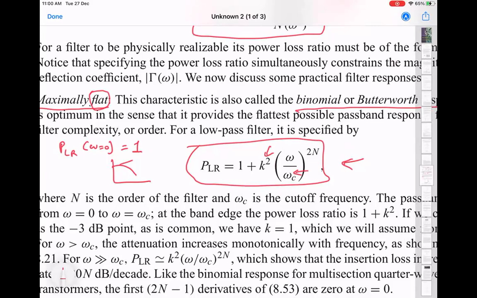So it gives a very slow change till you reach this omega c. Okay. I'm used to drawing these curves the way one sees these responses, but if you actually think about it, it might not be like this. I'm sort of drawing it in the log space. Because this is basically like a parabola, right?